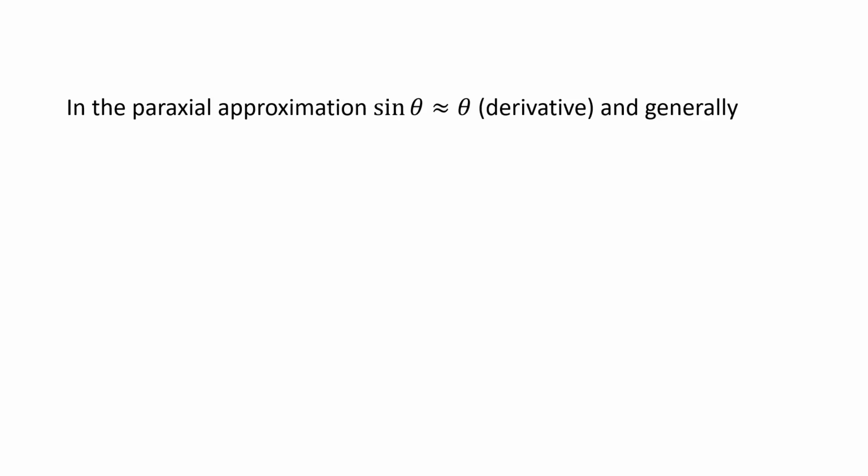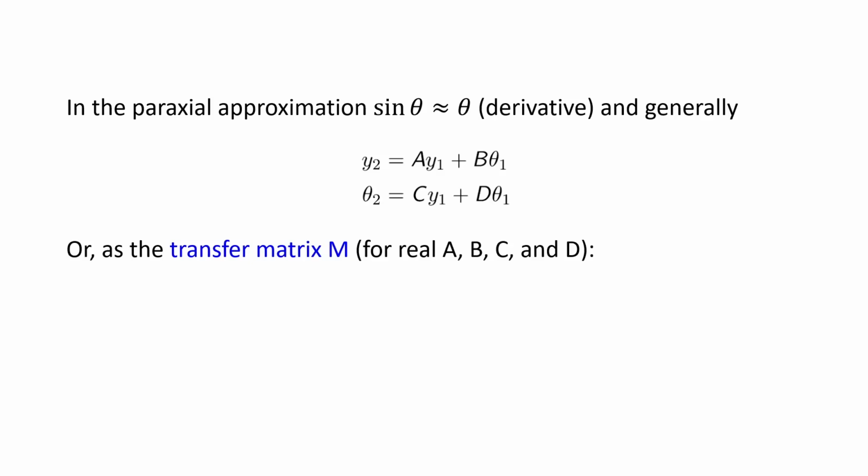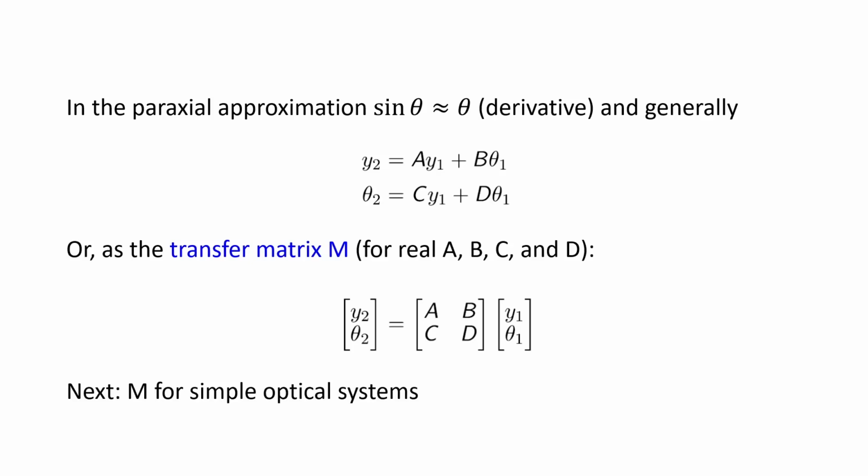So in general, we expect that the following relation holds between the output and input variables: y2 equals a times y1 plus b times theta1, and theta2 equals c times y1 plus d times theta1. We can write this in a matrix form called the transfer matrix. The first row of the transfer matrix M is A and B, and the second row is C and D, as you see in the equation. In the following slides, we will find the transfer matrices of some simple optical systems.